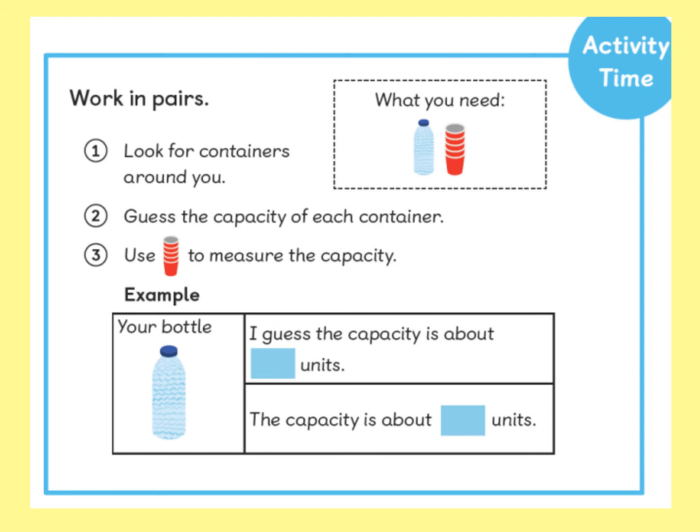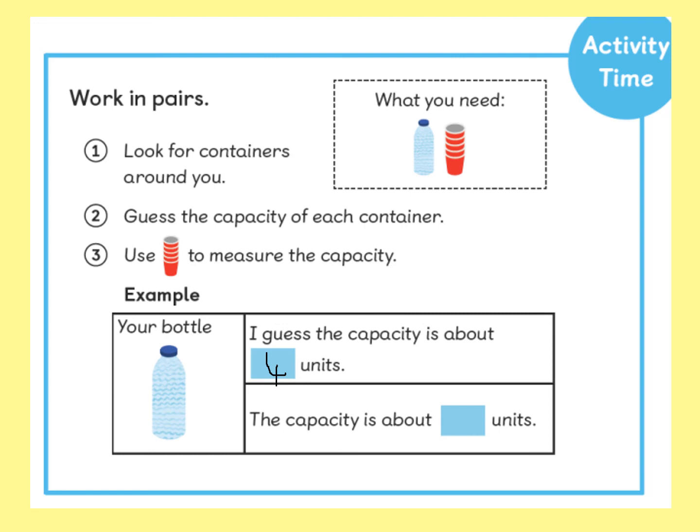Then you are going to use a cup, and you have to use the same cup all the time to make it fair. You're going to use a cup to measure how many units, how many cups of water it can hold. So let's look at the example. They've given us a picture of a bottle. Now you need to have a look at the bottle and you're going to guess how many cups, how many units this water bottle would hold. So I might say, I guess the capacity is about 4 units, which means it's 4 cups. It will hold 4 cups of water.